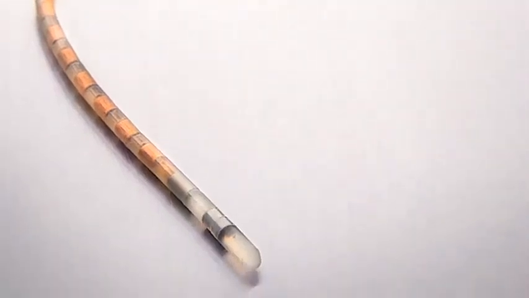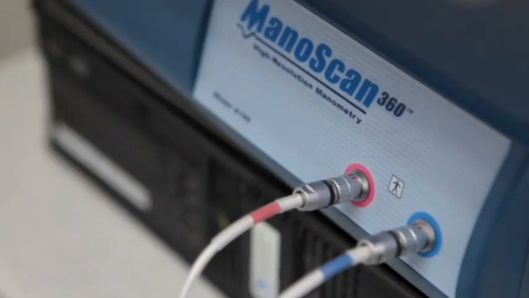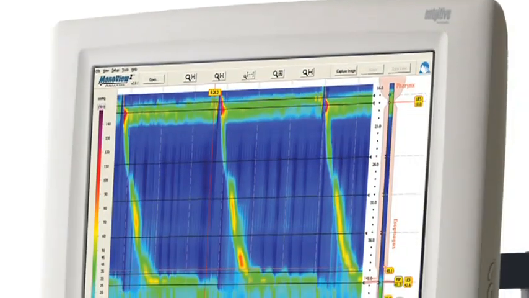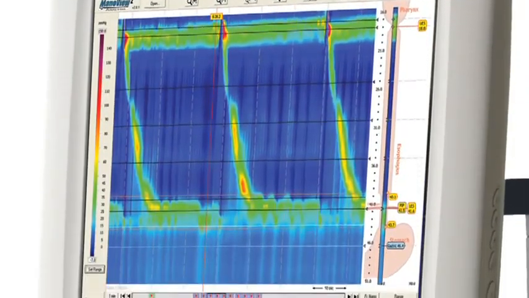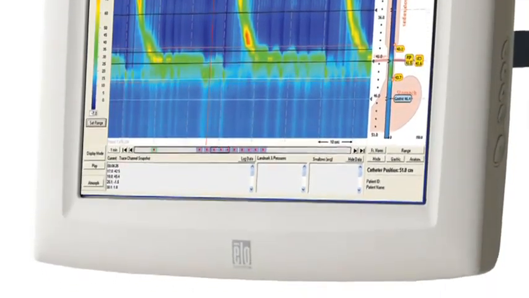The high-resolution circumferential catheter eliminates the need for precise probe positioning and is immune to physiological asymmetries. Manoscan's built-in auto-calibration function, touchscreen control, and intuitive software interface set new standards in ease of use and diagnostic acuity.